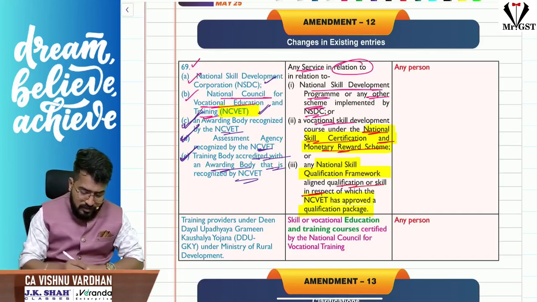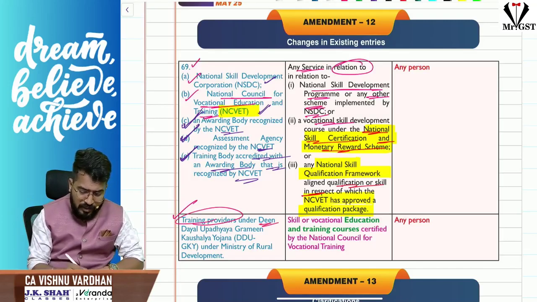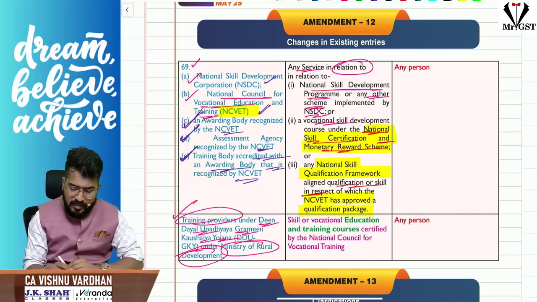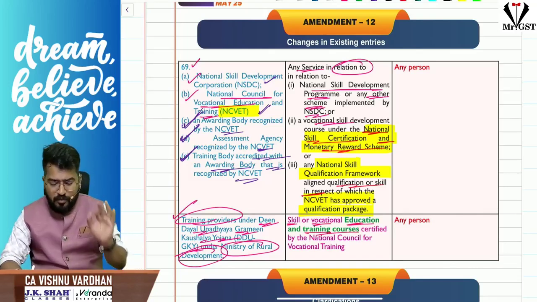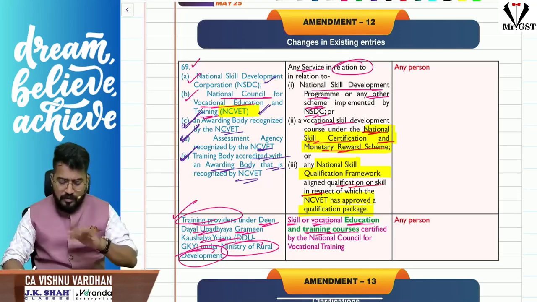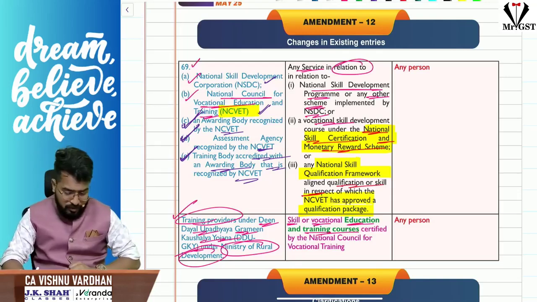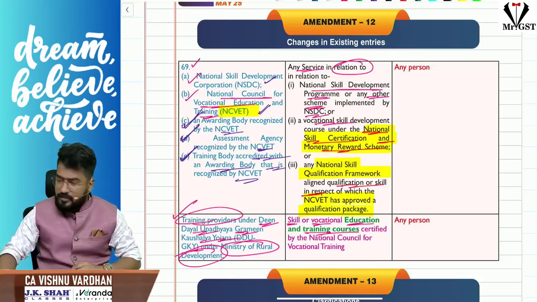Okay. Next, what is the next one? Another small change is that there is an entry where training providers provide training to students, for which they get consideration, under Deen Dayal Upadhyaya Gramina Kaushalya Yojana under the Ministry of Rural Development. For this scheme earlier there was skill or vocational courses like that. Now they have just added the words education and training programs. So skill or vocational educational training programs are exempt under GST, provided under that particular scheme, Deen Dayal Upadhyaya Gramina Kaushalya Yojana. Okay, so that is exempt. So these are the changes in existing entries.